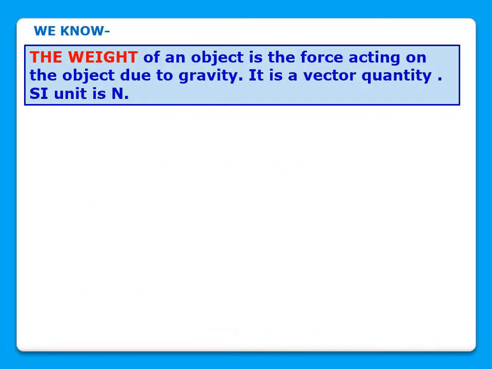Thrust and pressure, both are the force. But then what is the difference between them? Okay, let me show you what is the difference between both the quantities. To explain that, let me recall what is weight. The weight of an object is the force acting on the object due to gravity. Okay, the unit of weight is Newton and it is a vector quantity.